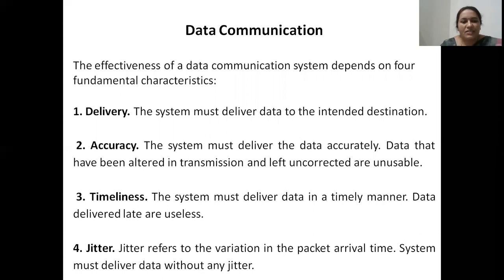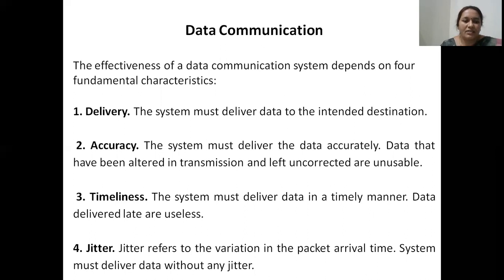The next characteristic of a data communication system is timeliness. The data communication system must deliver data in a timely manner. Within the stipulated time, the data has to be delivered to the receiver. If the data is delivered late to the receiver, the data will be rendered useless. Hence, timeliness is also an important characteristic of a data communication system.